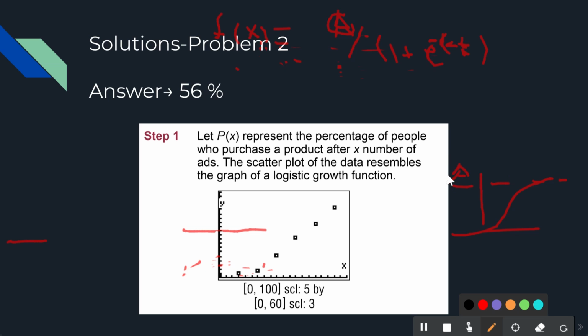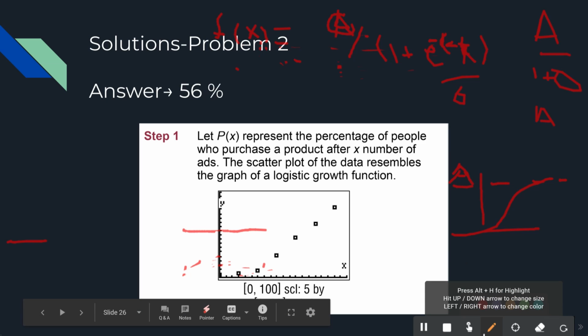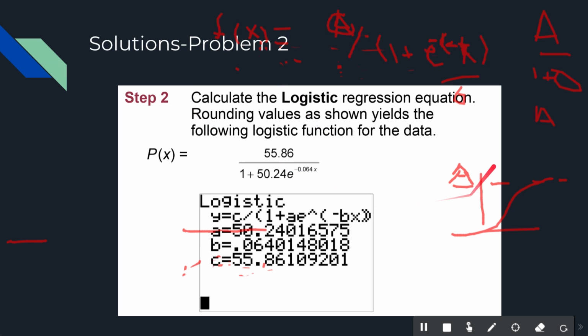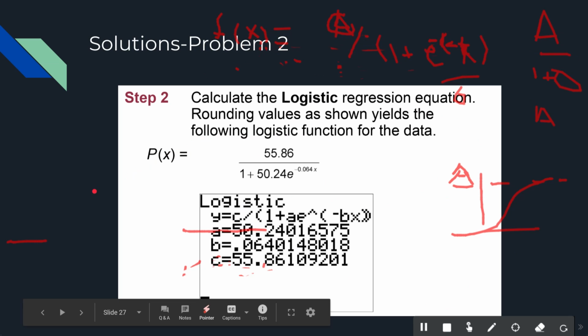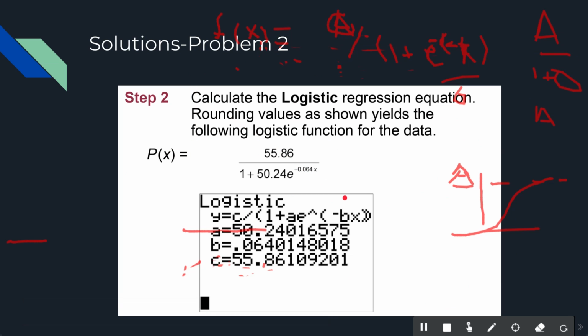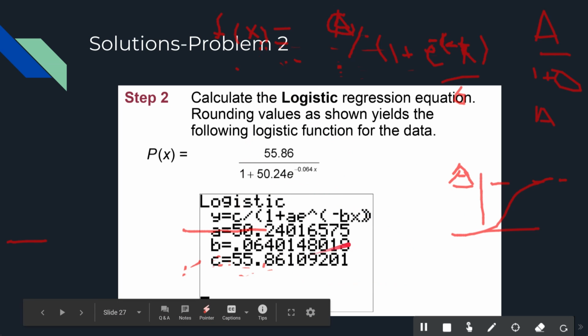And the reason why A is our carrying capacity is if we take the limit of this function as t, or I should have written x, as x goes to infinity, e is going to be 0. So it's just going to be A over 1 plus 0, which is A. So as x becomes arbitrarily large, the value of the function is going to approach A from below. So we know it resembles the graph of a logistical growth function. Now we're going to calculate logistical regression. Depending on your calculator, I highly suggest you look at your manual or look online.